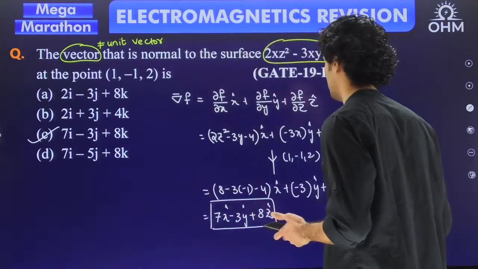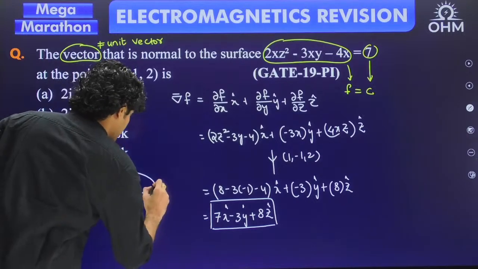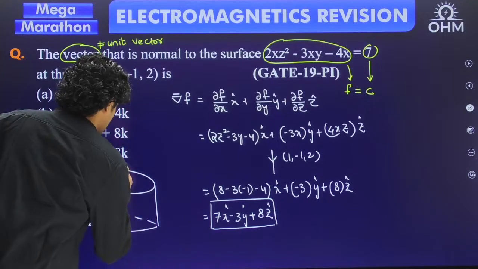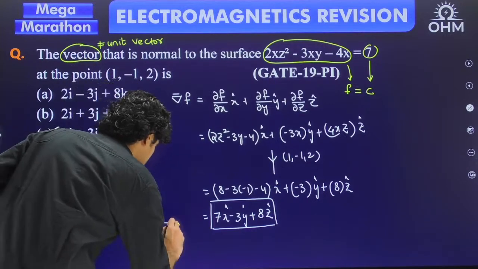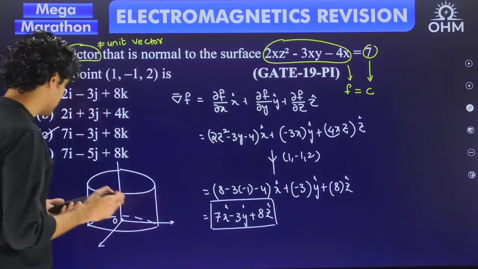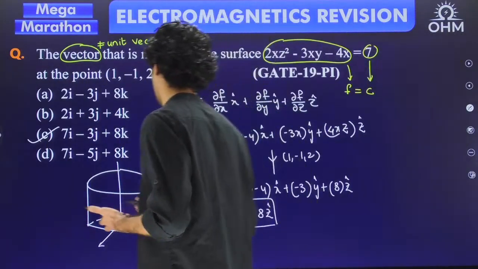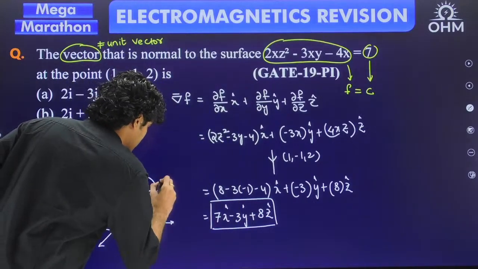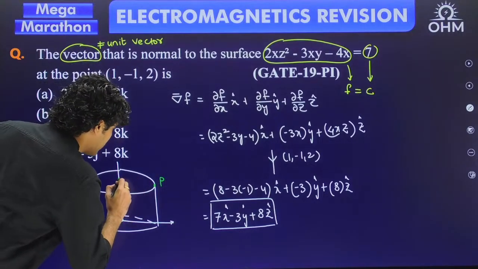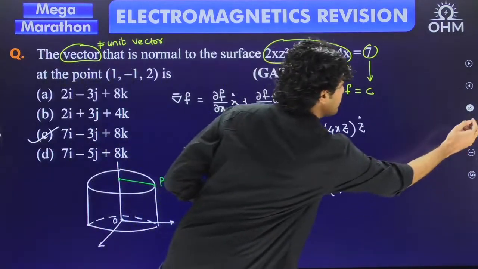I'll answer the question by taking this diagram. Imagine that this is a cake, basically a cylinder. A cake makes it much easier for you to understand. The point I have taken here is completely unrelated to this problem. This is the point, and I told you earlier that rho is the distance of the point P from the z-axis. This axis is obviously the z-axis.